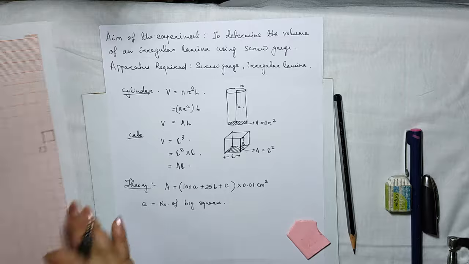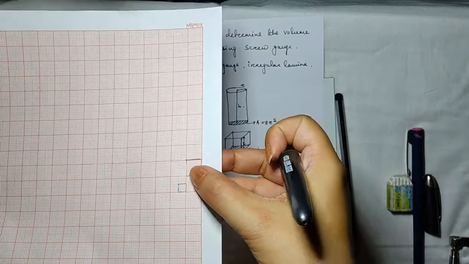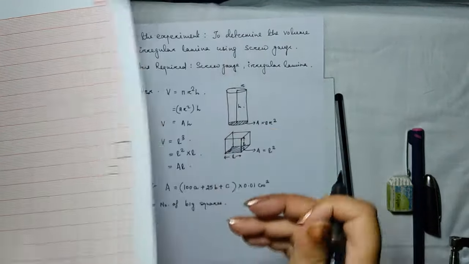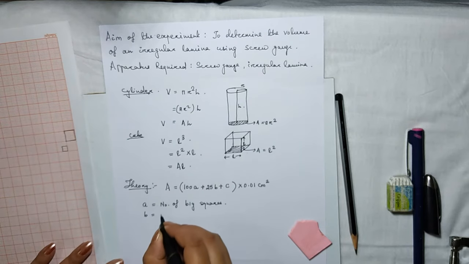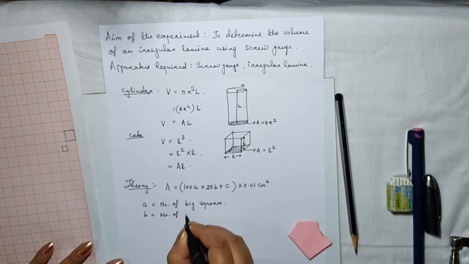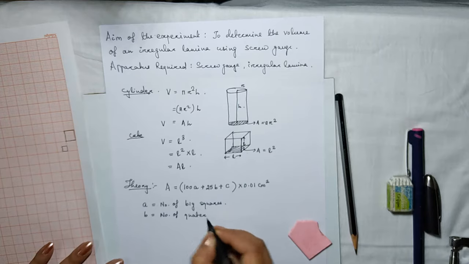And what is the big square? You can see here, this is the big square. This one is the big square. And what is B? B is nothing but the number of quarter squares.